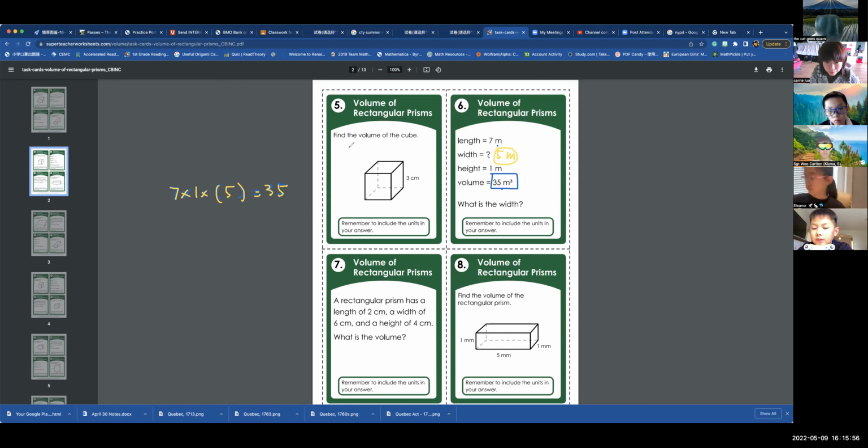So for the first one, because it's a cube, remember? Teacher told you when we have a cube, that means each line is the same, right? So 3 times 3 times 3 equals 27 centimeter cube. Number 7, a rectangular prism has a length of 2, width of 6, height of 4. So 2 times 6 times 4. I'm going to multiply these two together first. So 2 times 4 equals 8. 8 times 6 equals 48 centimeter cube. Last but not least, 1 times 5 times 1 equals 5 millimeter cube.